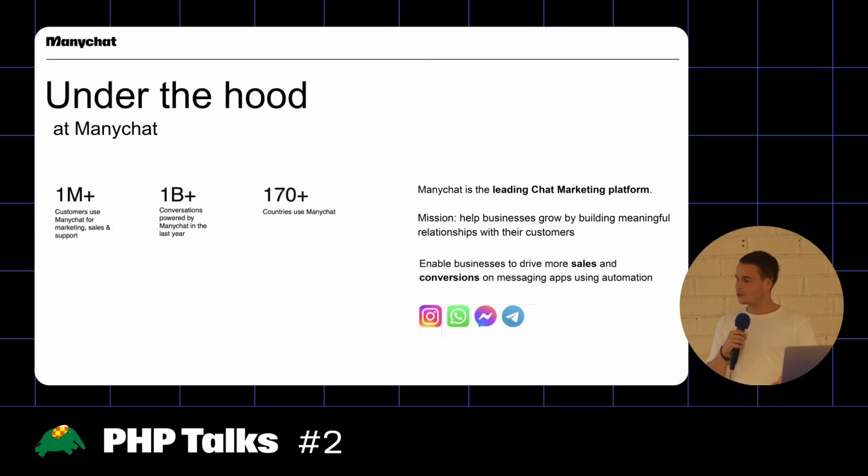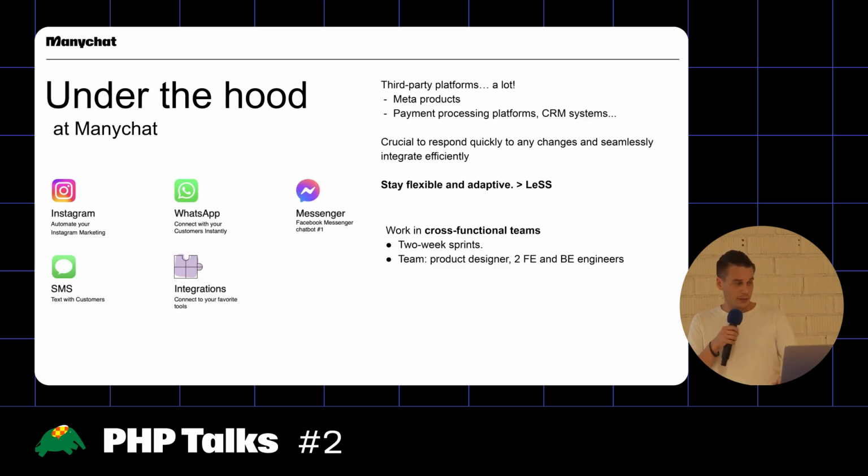A little bit of an introduction about Manychat, although Anton already gave a lot of information. So Manychat, we serve about 1 million customers who use our products. And last year we automated about 1 billion conversations. And our customers use Manychat in about 170 countries. We're the leading chat marketing platform, and our mission is, of course, to help businesses grow by building meaningful relationships with their customers, and drive sales and conversions on these different messaging apps using our automations.